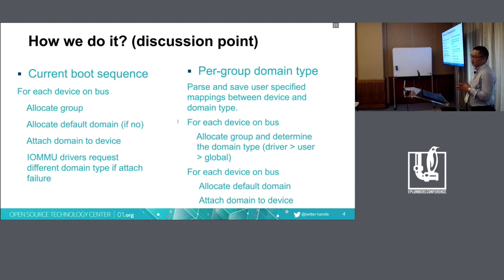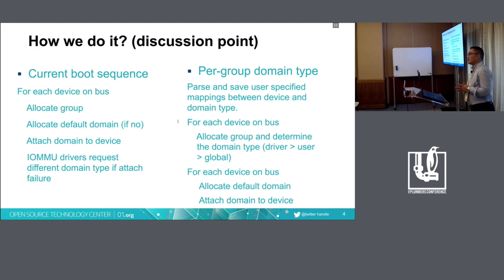Here, the domain type may come from three sides. For example, the driver might hard code some devices for some types of translation. And the user may specify some devices to use some type. And also we have a default domain type. So the order is: the driver will override user input, and the user input will override the global default value. After we allocate the group and determine the default domain type, then we allocate the domain and attach the domain to the device.